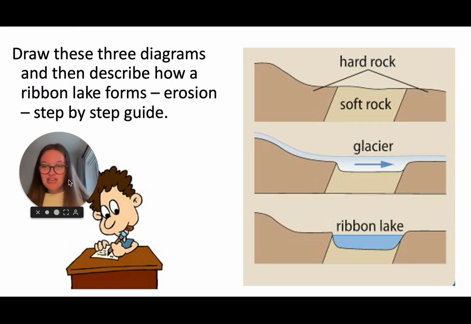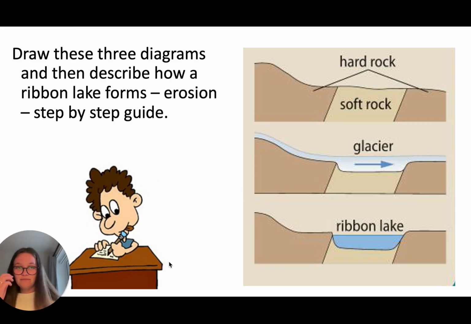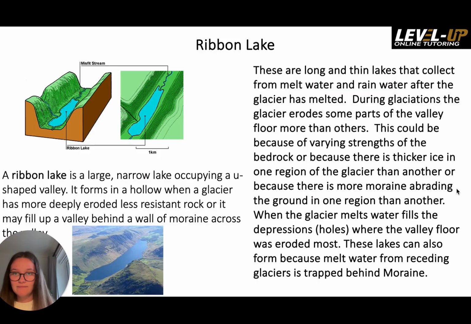So here are 3 diagrams for you that might be helpful. Before glaciation happens, we have our hard rock and we have bands of soft rock just naturally. Then when our glacier moves over these bands of hard and soft rock, the soft rock gets eroded more quickly, just as with rivers, just as with coasts. Then when the glacier melts or retreats, we have this hollow that is left behind that then gets filled up by the water table and rain and things like that, and leaves behind a ribbon lake.